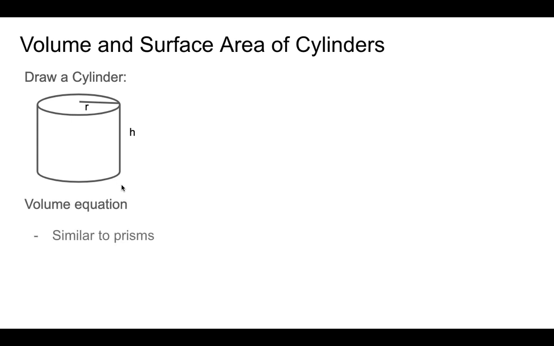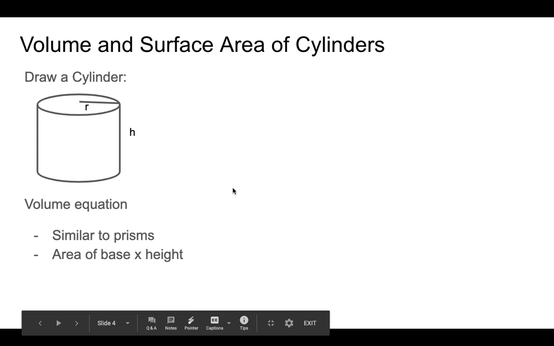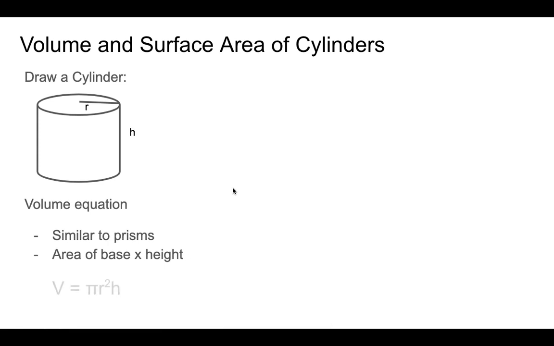So the volume equation is very similar to prisms, right? You can think of this as a prism. It has a circular base and one rectangular side. So the area of the base times height gives us the volume in prisms. The area of the base, if you remember from math classes years past, the area of a circle is pi times r squared. So pi is 3.14. If you don't have that button on your calculator, you can just use 3.14. And then r squared just means r times r, and then you multiply it by h to find the volume.